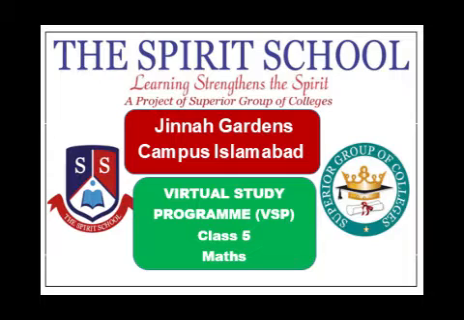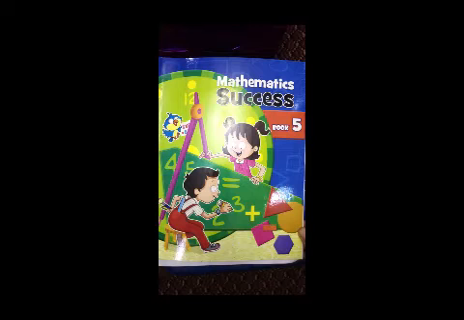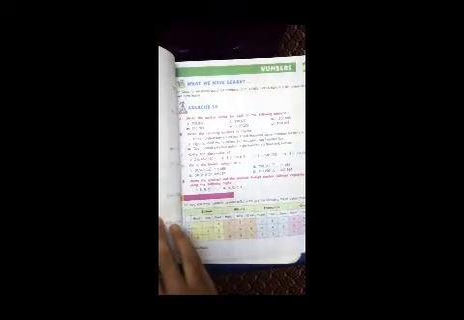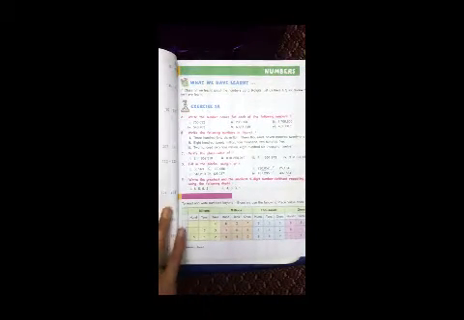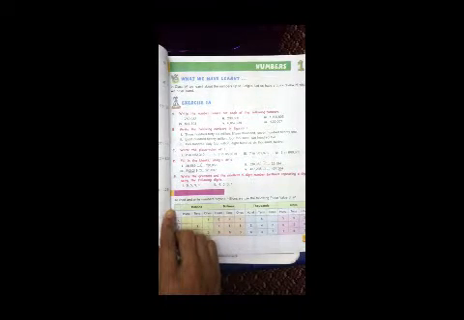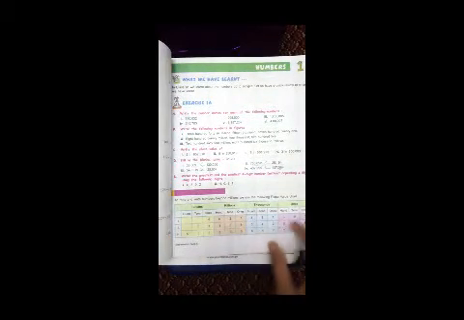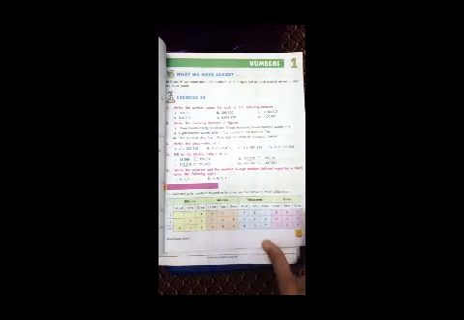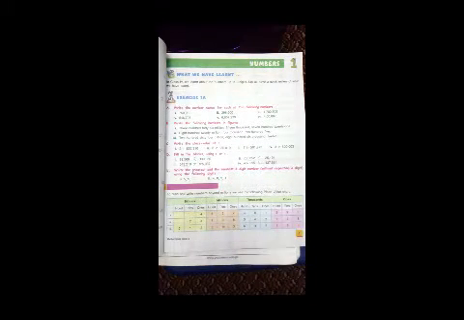It's your maths class. Now let's start today's class. We have also completed our exercise 1A in our previous class. Let's move toward our exercise 1B. Before that, let's revise our place value chart. On page number 7, a place value chart is given to you. Let's revise this place value chart.